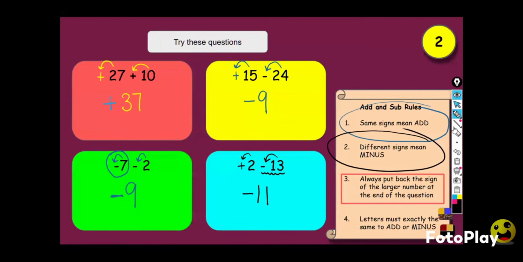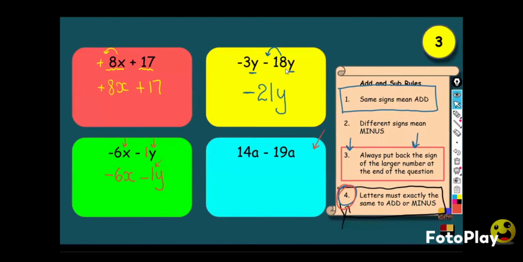How many people got all 4 correct without my help? Like no assistance from me and without a calculator. Who got it correct? All right.